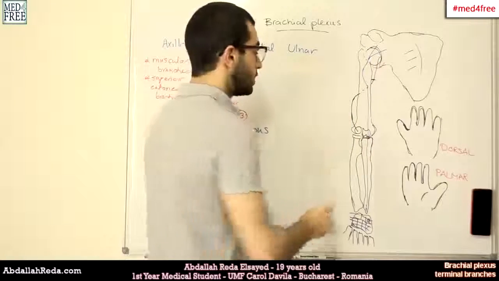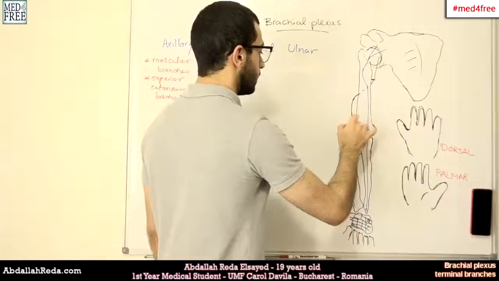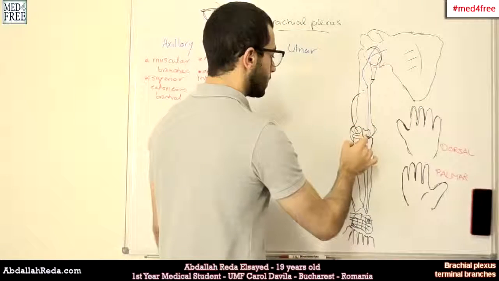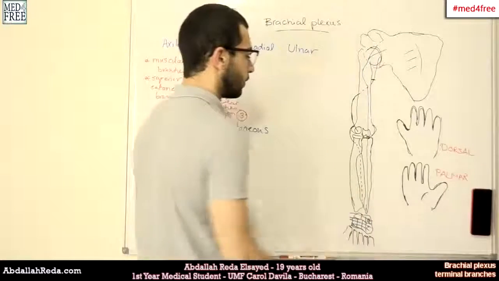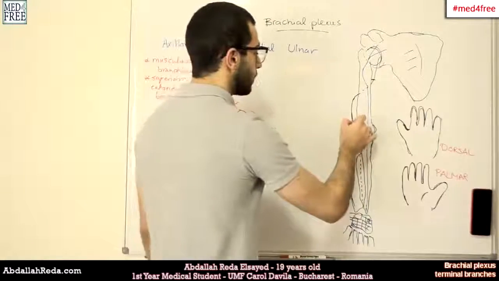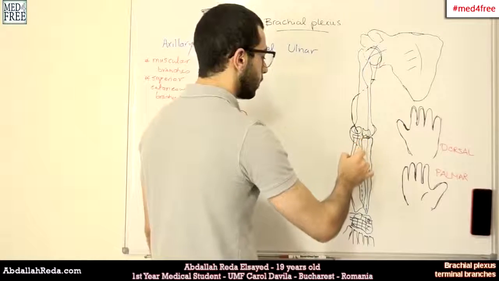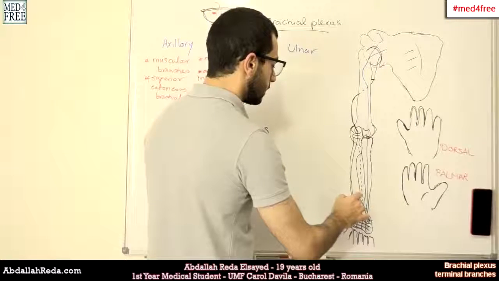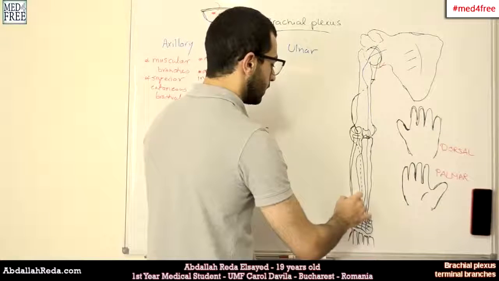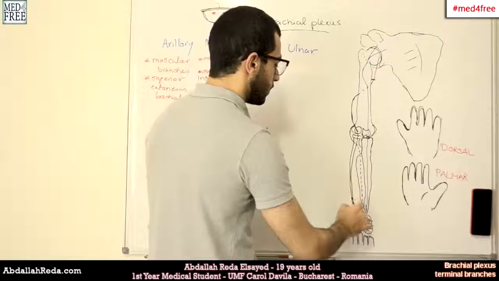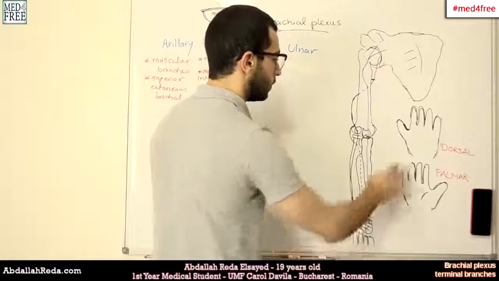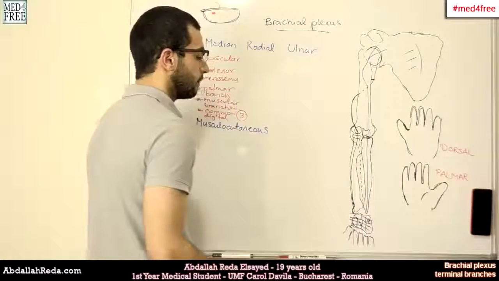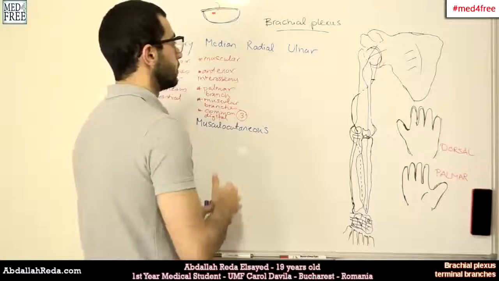The deep branch goes behind the radius like this, and it goes all the way through the middle, and the superficial branch will go all the way on the radial side, and when it comes to the wrist, it will go posterior again to innervate the dorsal part of the hand, the skin. So this is the radial nerve.